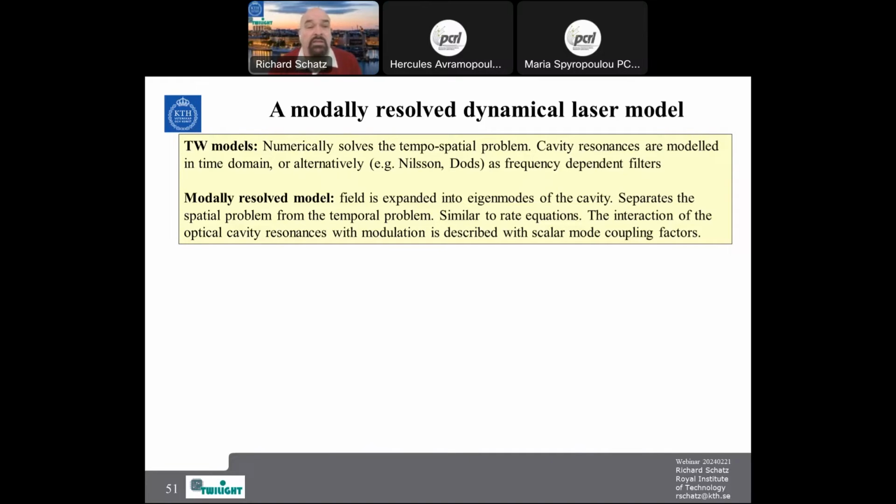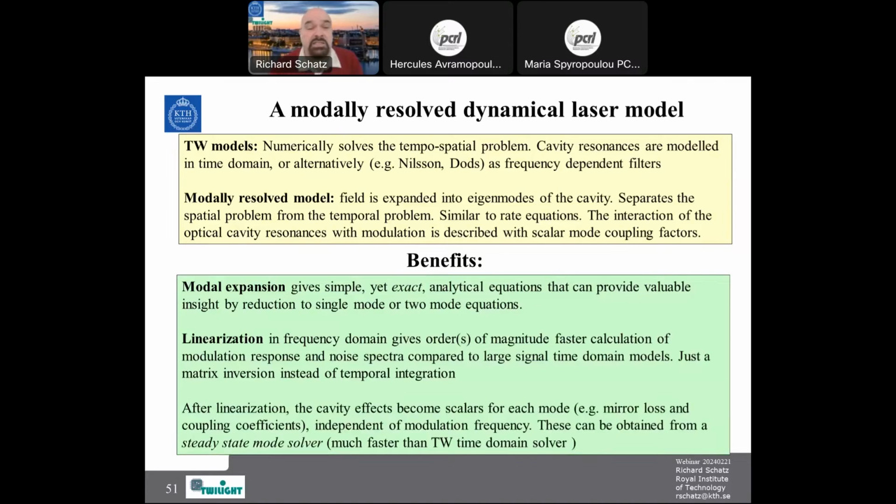And that separates the spatial problem from the temporal problem. And then I get a sort of rate equation model for how the modes couple with each other, and also how the modes couple with the carriers. So the benefit of this is that it gives a simple yet exact analytical equation. For large signal simulations, it's not more efficient. It's, I would say, probably the opposite. But for small signal calculations, it's beneficial.